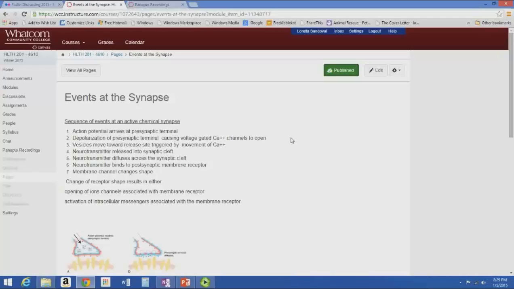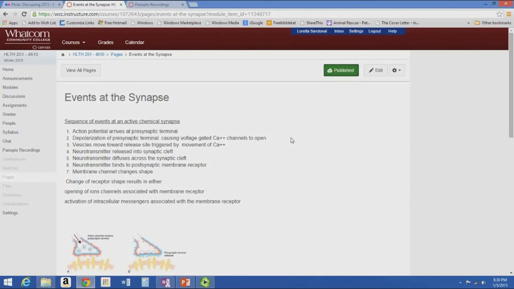Number 2, presynaptic terminal is depolarized, causing voltage-gated calcium channels to open. Number 3, the synaptic vesicles move towards their release site. That is triggered by the movement of calcium. Number 4, neurotransmitter is released in the synaptic cleft.